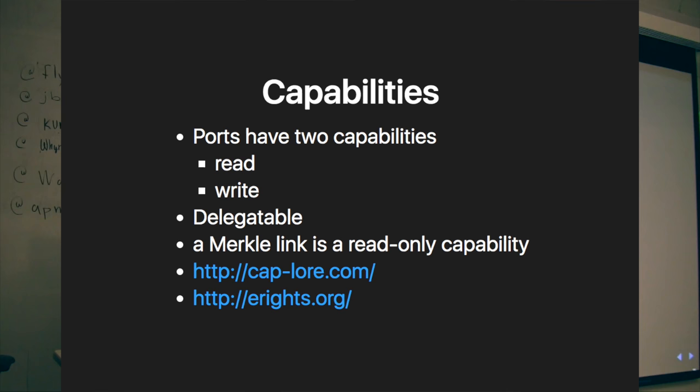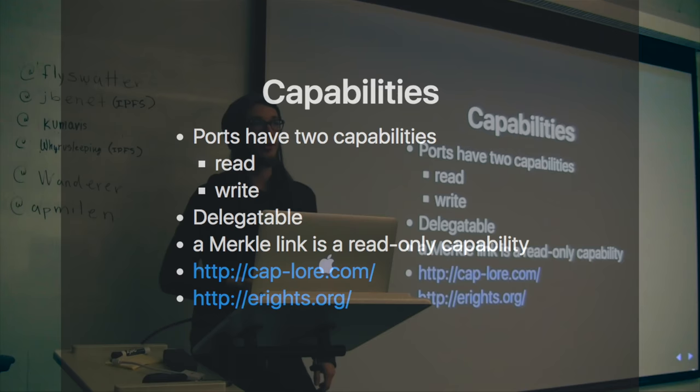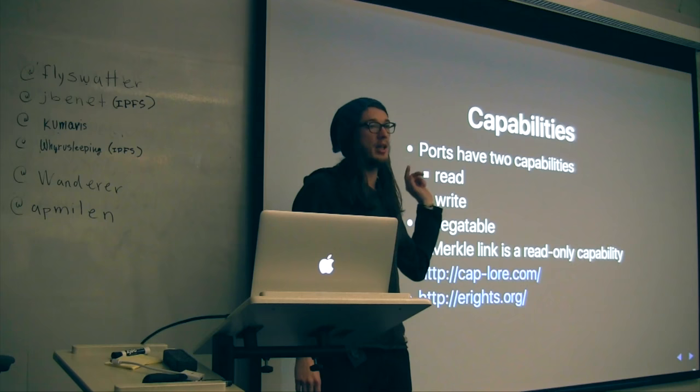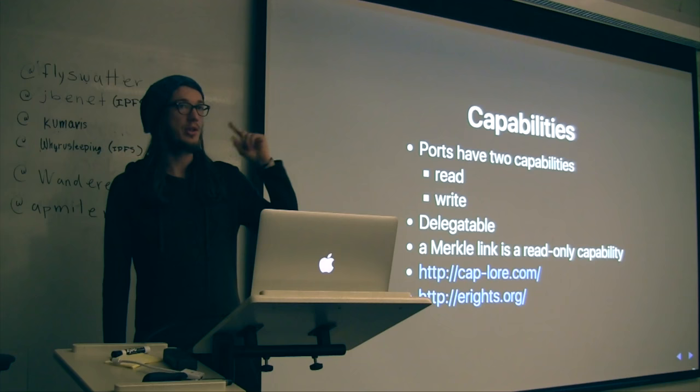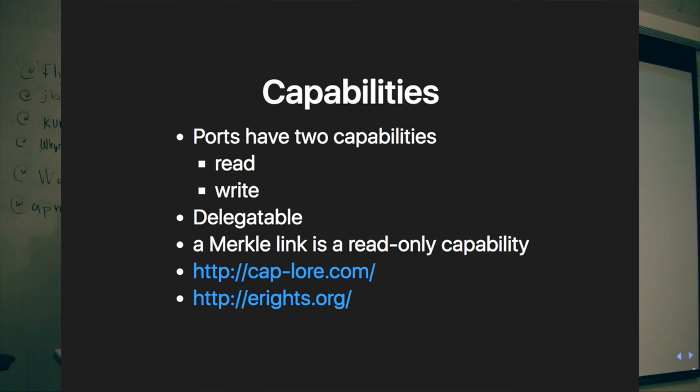Ports are capabilities. They actually have two capabilities, a read capability and a write capability. Those capabilities are delegatable, so you can send them to another actor, which means you can send ports around, which is pretty cool. So that's actually how, back in my early example where the contract talks to the block, to establish that, you'd have to send a read capability down through the Merkle DAG hierarchy till it gets to the actor. Also, by the way, a Merkle link is a read-only capability. If you want to know more about capabilities, you can see capilor.com and erights.org.